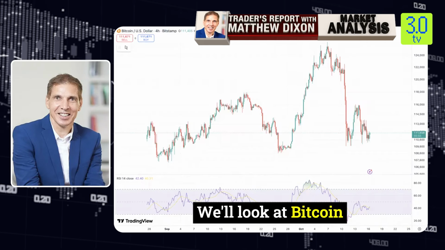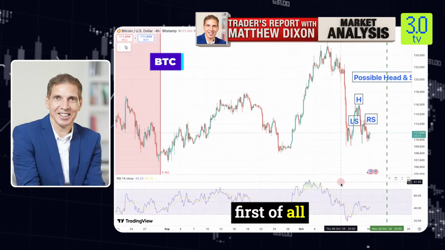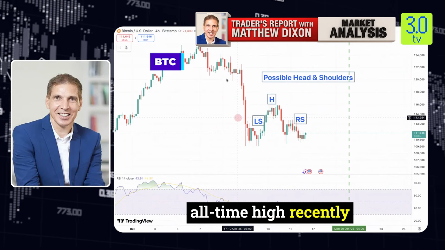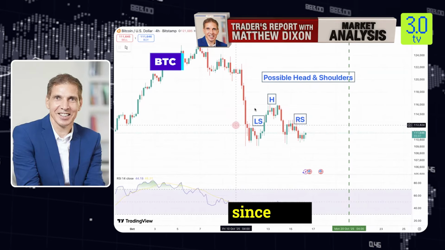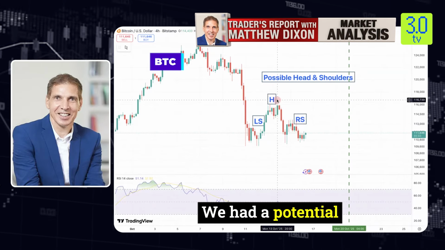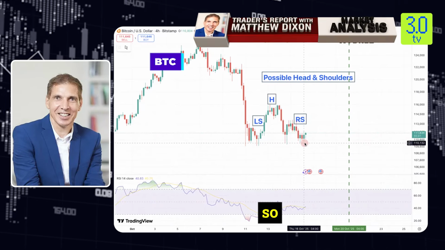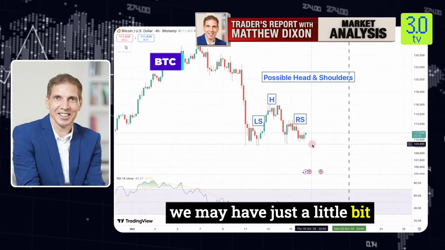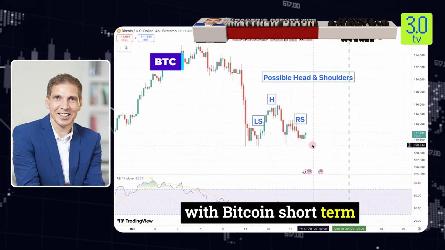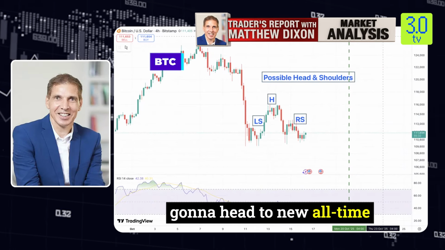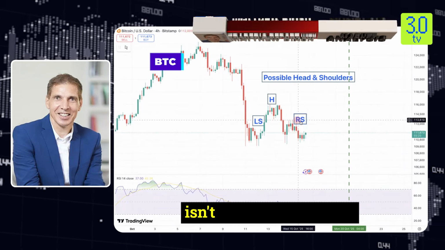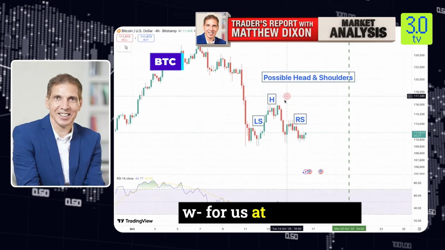We'll look at Bitcoin. First of all, Bitcoin obviously had an all-time high recently. We've come down quite sharply since then. We may have further to go. It's hard to say. We had a potential, some kind of head and shoulders pattern here. So we may have just a little bit lower to go with Bitcoin short term, but I still think that we're going to head to new all-time highs at some point. So this head and shoulders isn't particularly useful for us at the moment.